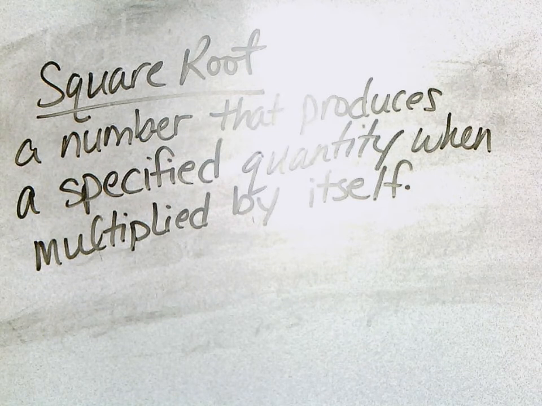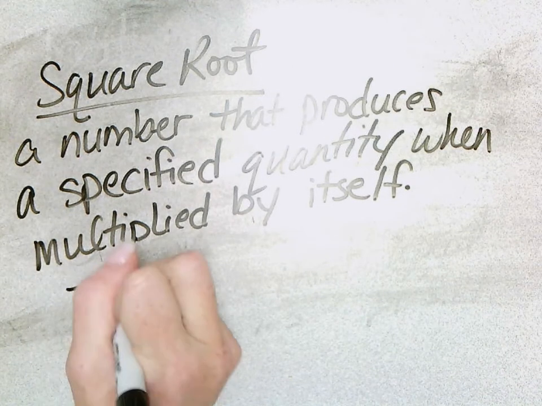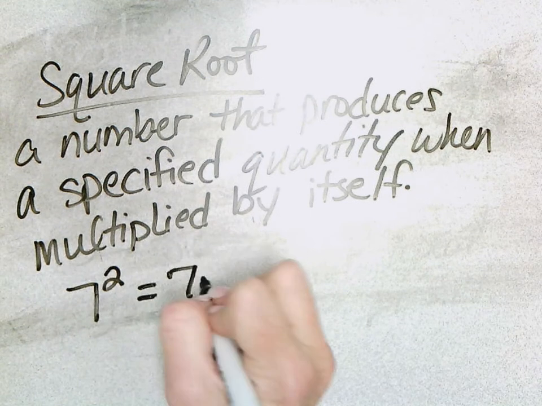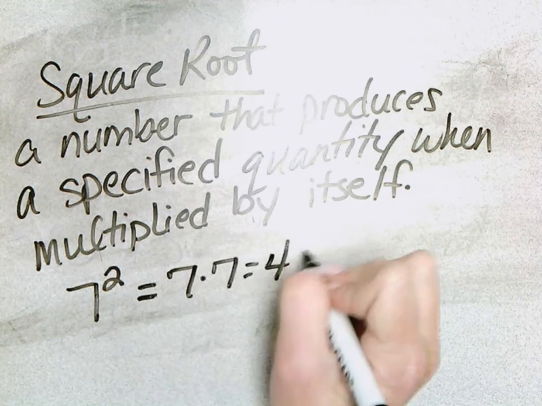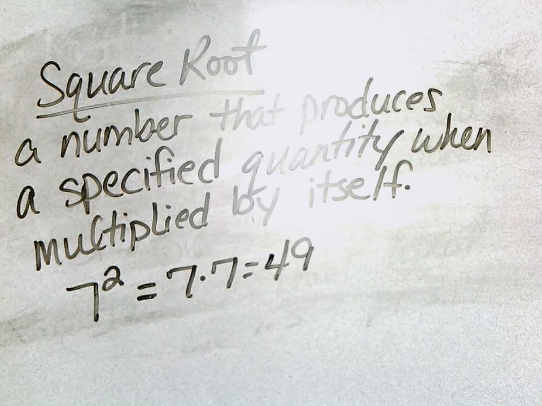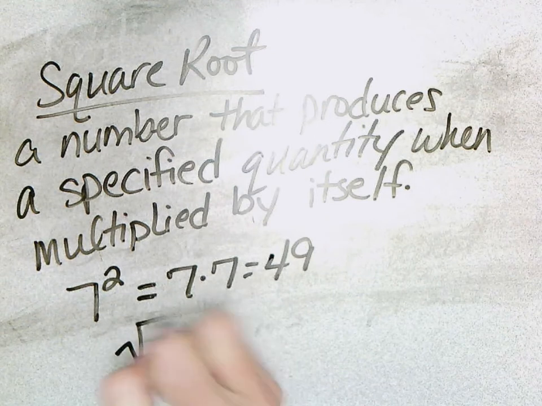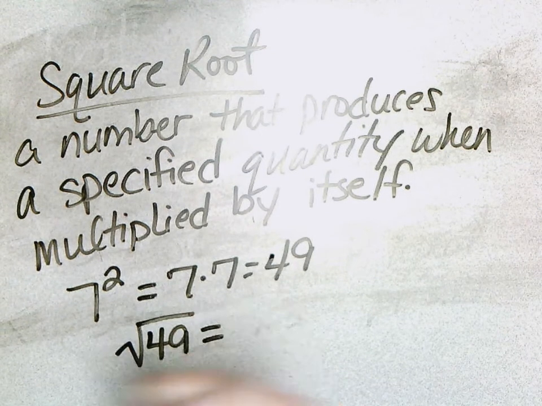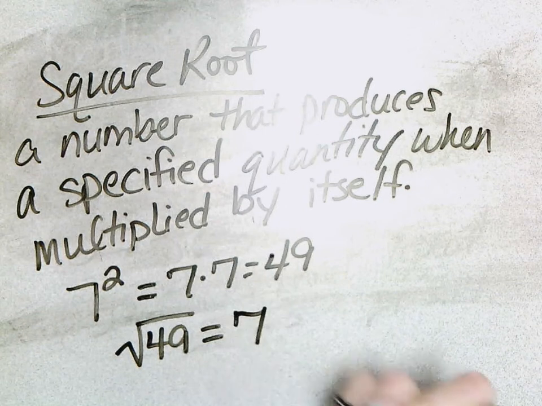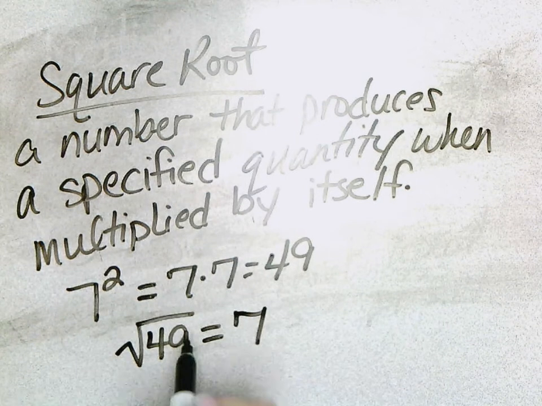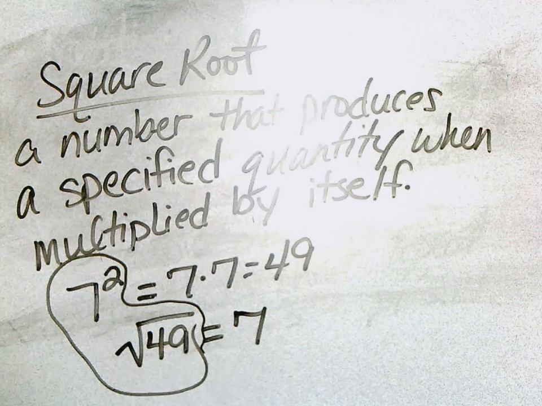So something we haven't talked about since last year is when we square a number. So something like this, 7 squared. This means 7 times 7, and that equals 49. So the inverse of a squared number is the square root of a number. So the square root of 49 is 7, because it's 7 times 7. So these two are the same thing. You're going to get that same piece of information.